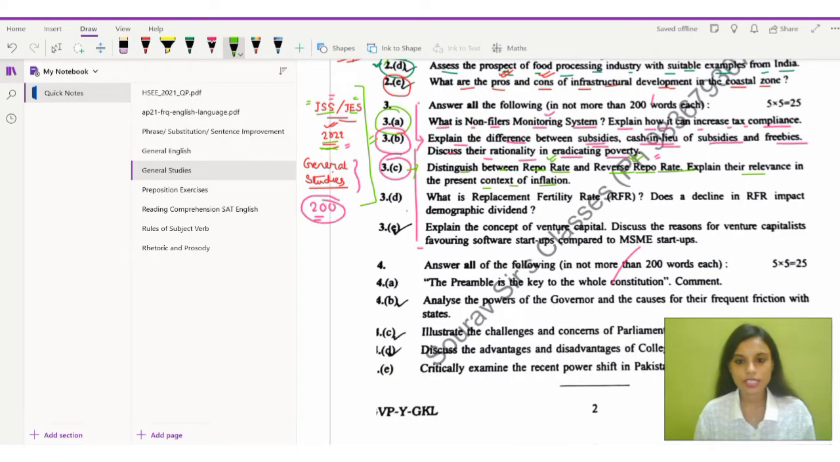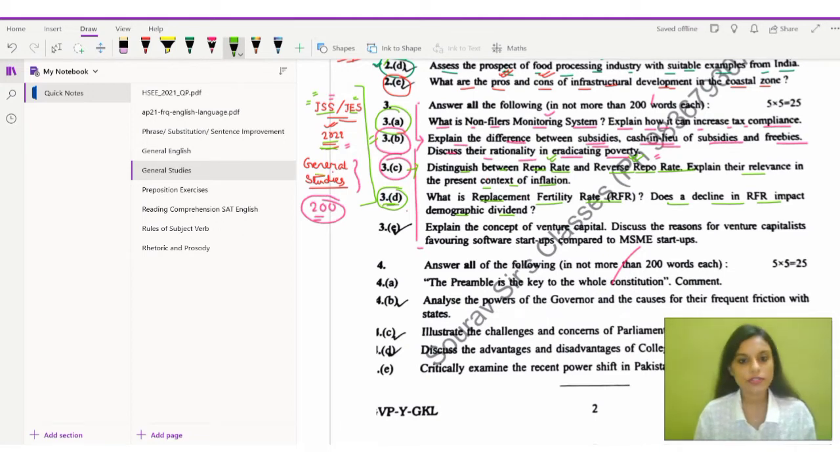From Saurabh's classes. In today's class, we are focusing on question number 3D, which says, what is replacement fertility rate? Does a decline in RFR, that's the replacement fertility rate, impact the demographic dividend? Now, you all must be wondering which question from where I'm taking up this question. This is from the ISS IES 2022 question paper. We have taken question number 3D for today's class's discussion.